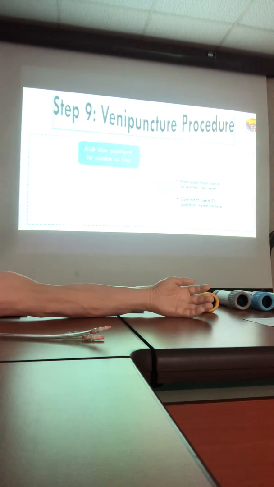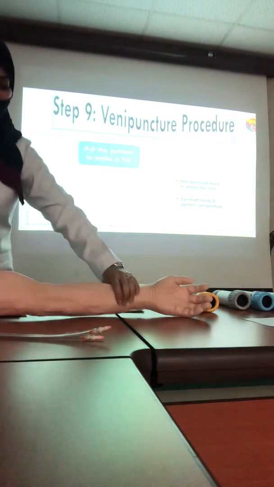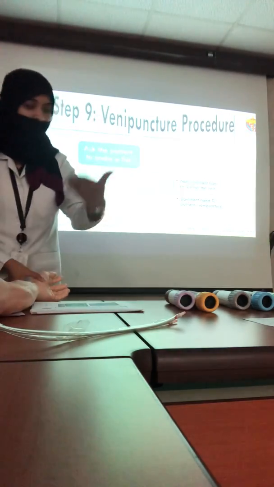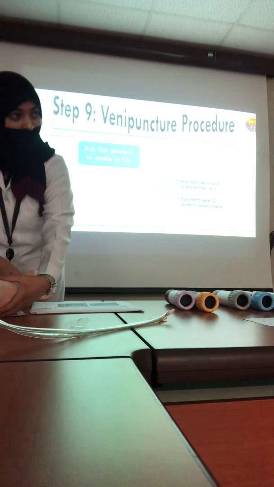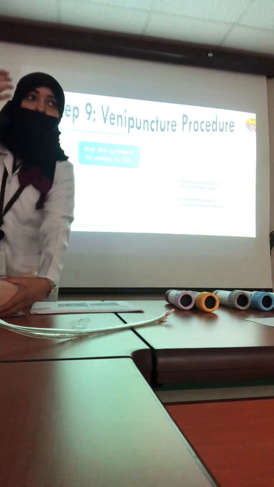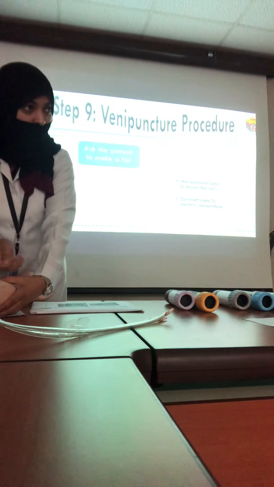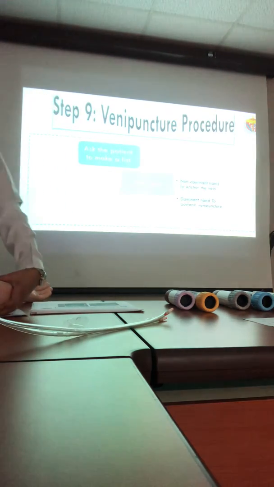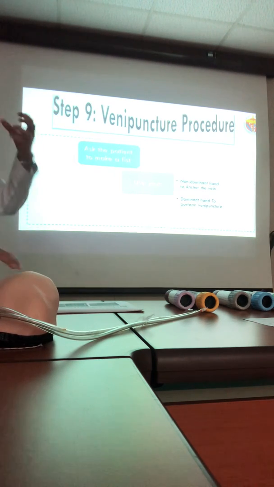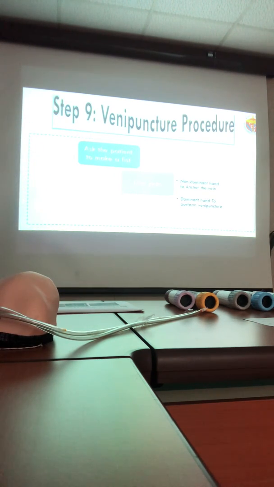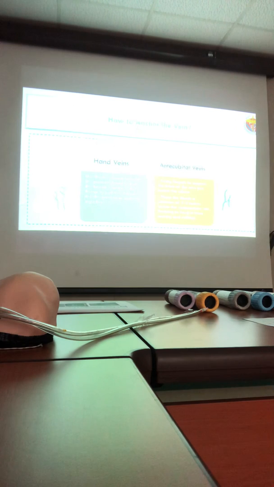The first step, ask the patient to make a fist. Use your non-dominant hand to anchor the vein like this. This is my non-dominant hand just under the elbow, and the thumb just below the venipuncture site, and stretch the skin. And the dominant hand is for inserting the needle inside the vein. This is if I want to extract the blood from this area, and if I want from the metacarpal veins, I should ask the patient to make a fist, and I will stretch the skin by the thumb, under the knuckle.